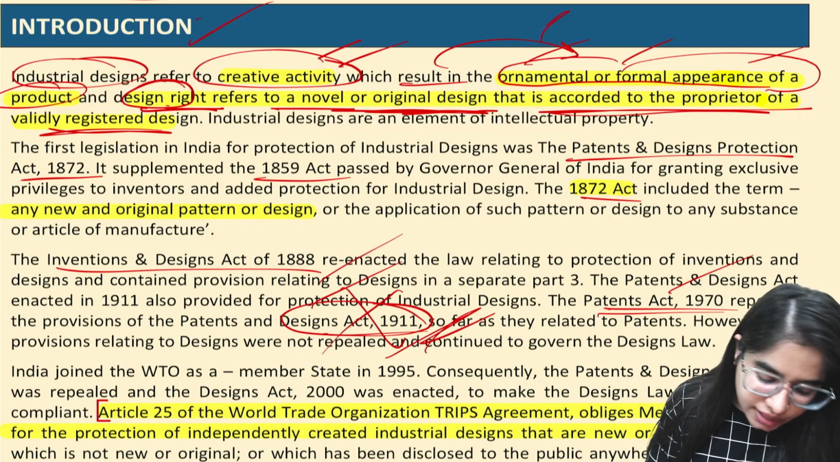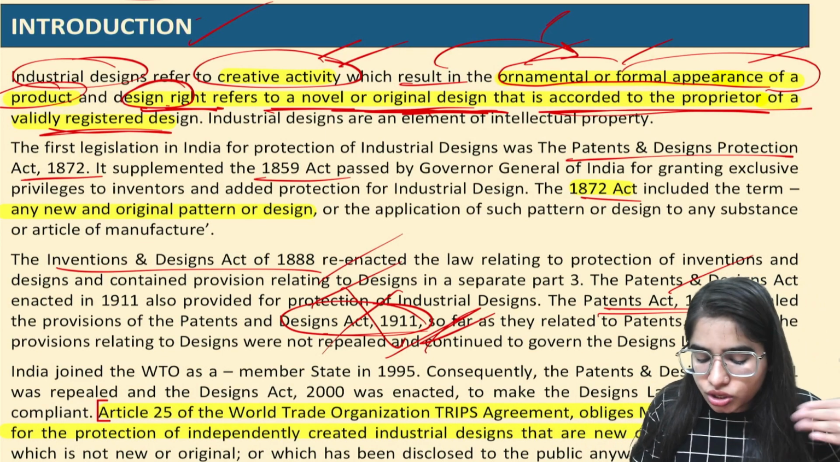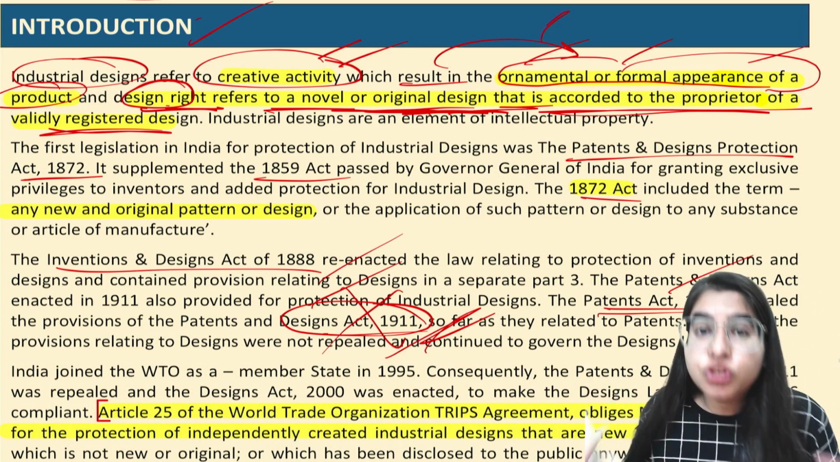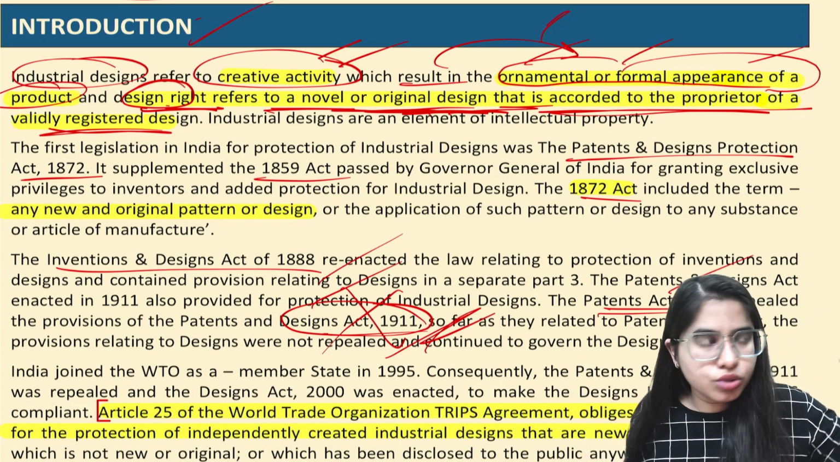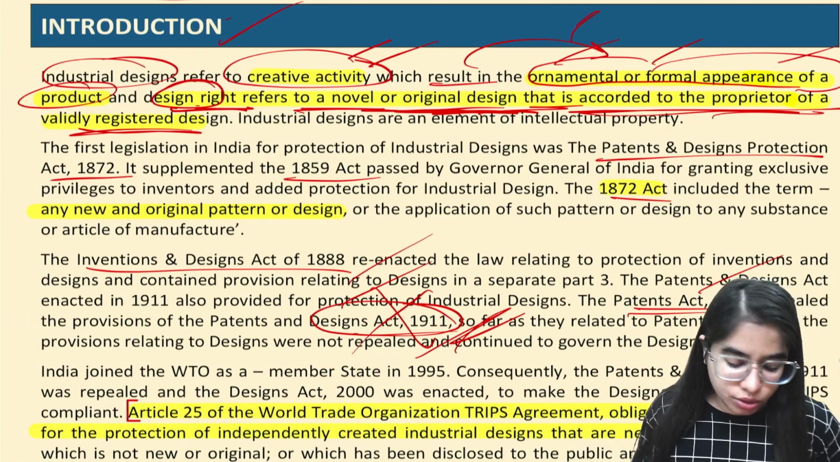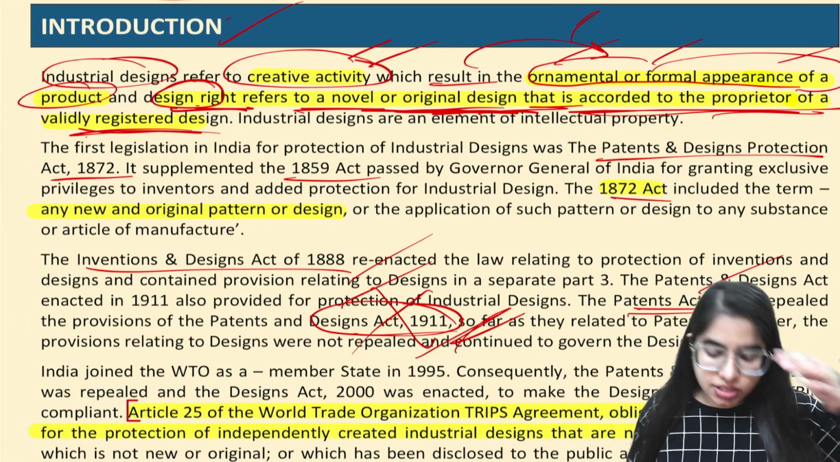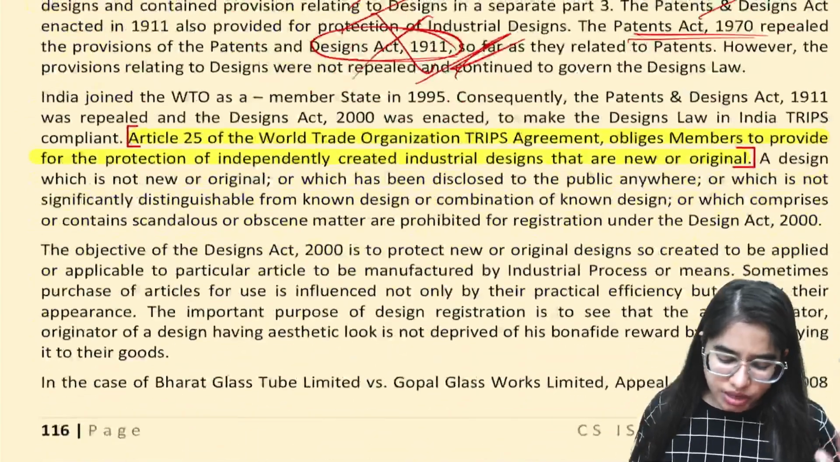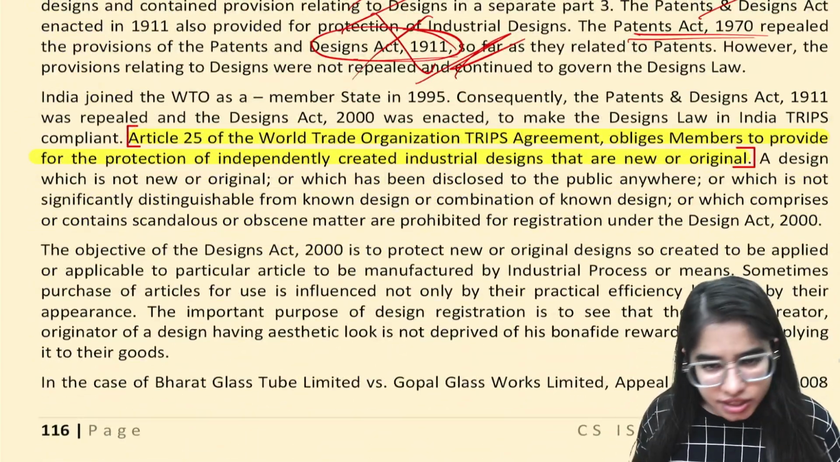So here, design right you get when you register a unique design. Unique, novel means new, which is not copied. You did not copy that design from someone else, you made a new design. Novel design that is accorded to the proprietor of the validly registered design. Now which act was there earlier? You don't need to study this.